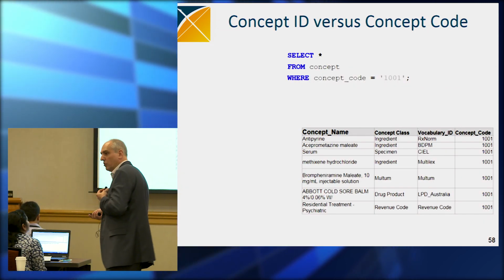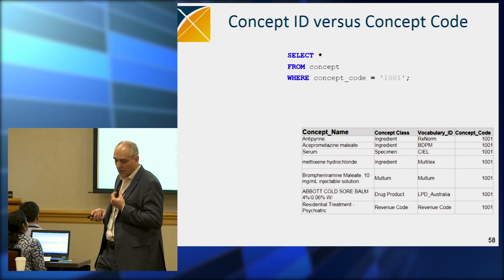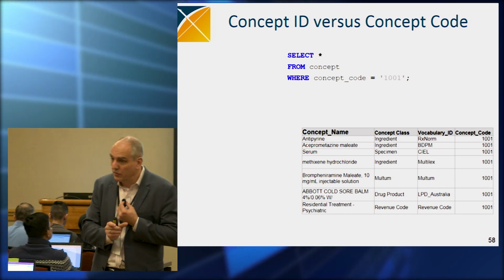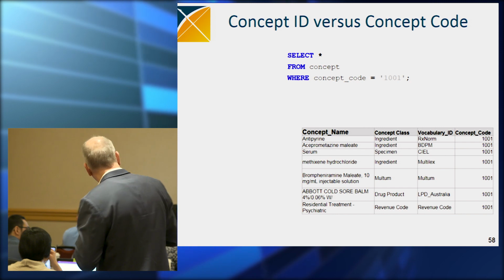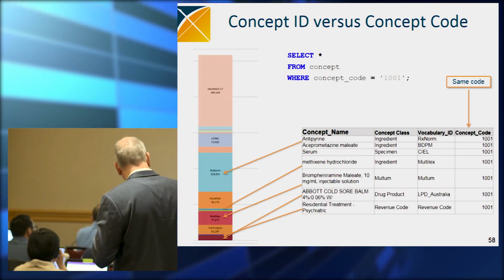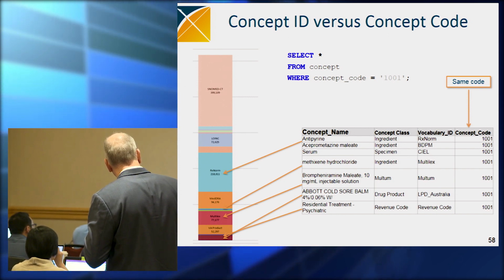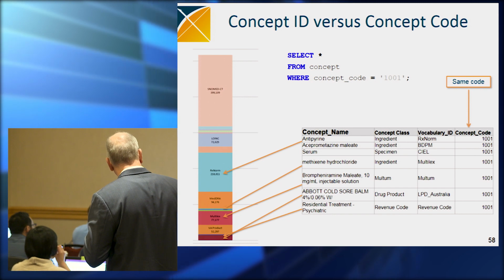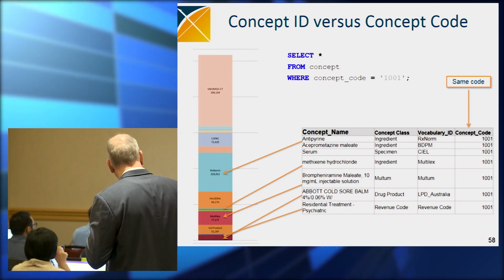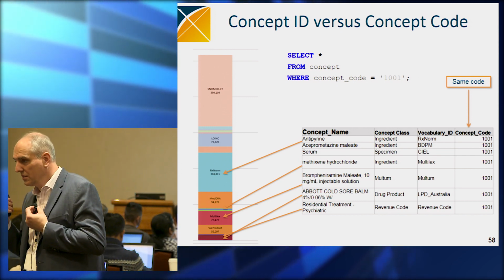Why the hell do we do that? If they already have a code, why give them another code? Because they don't talk to each other, and the same code will be in several different vocabularies. So for example, if you ask, give me everything which is 001, you're going to get a whole lot of different records back. This is a drug, this is a drug, this is a whole mixture of different things, drug, revenue code. All of them are 1001 in those databases.